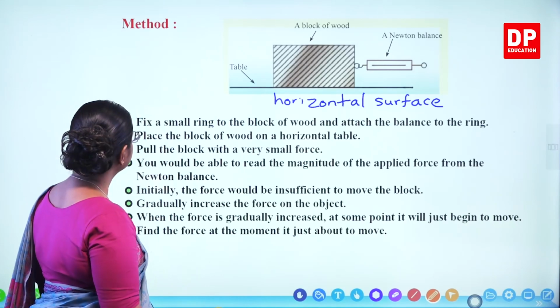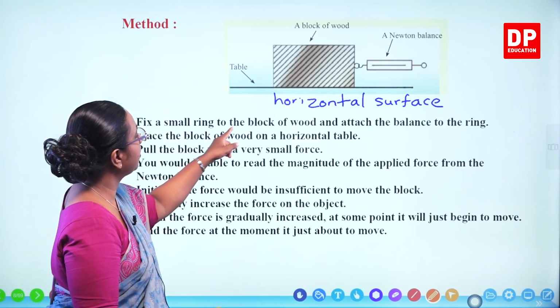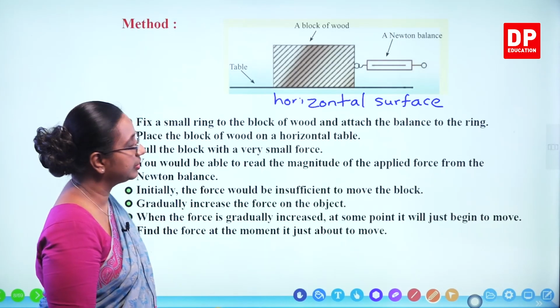So let us look at the steps. Fix a small ring to the block of wood and attach the balance to the ring.